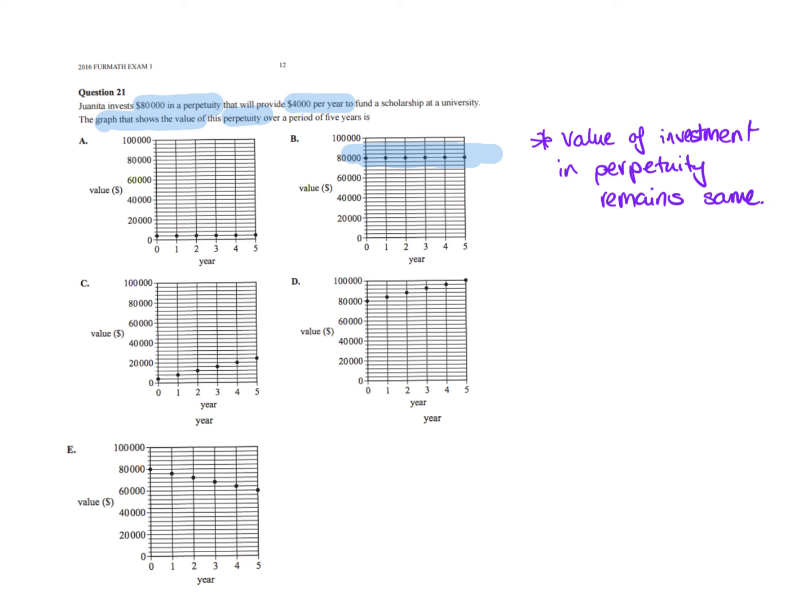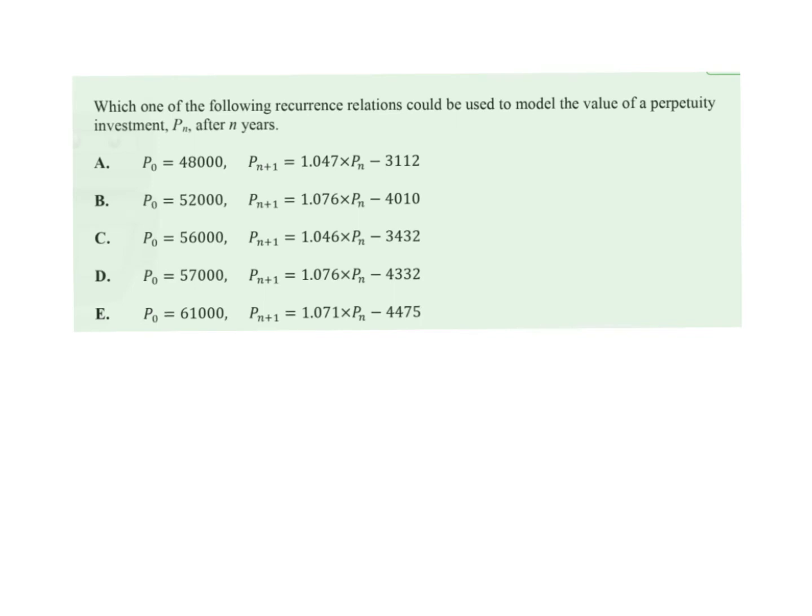You're not going to be able to provide a payment of 4,000. And she invests 80,000, so it has to be this one. Yeah, so they told you, so it's going to remain that one. Okay, which one of the following recurrence relations could be used to model the value of a perpetuity investment after n years? Okay, so if it's a perpetuity, the investment needs to remain the same.